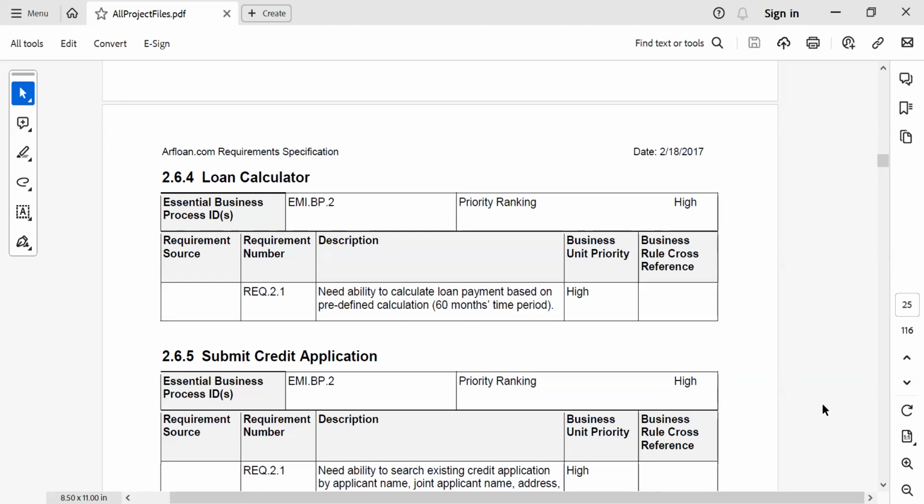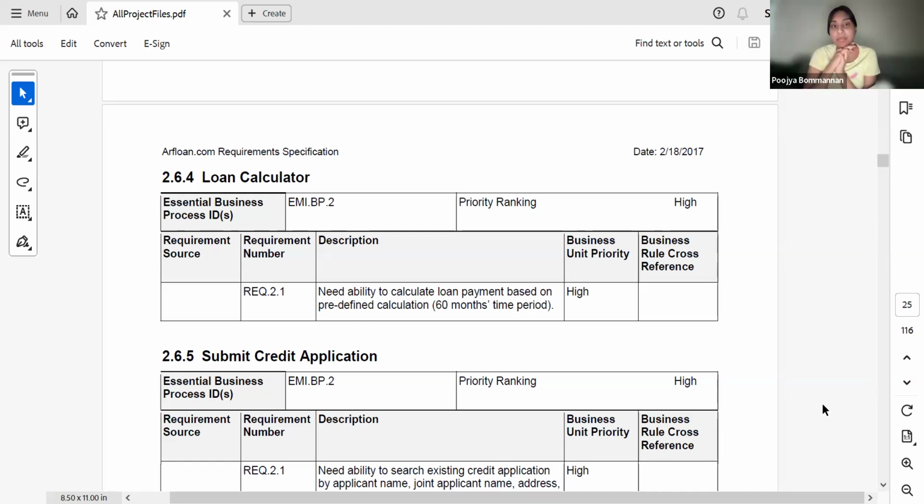I guess everybody's quiet. I feel it's not complete because we actually don't know how much was being approved for the finance or something like that. Need ability to calculate loan payment based on predefined calculation, 60 months. Yeah, I agree it's not complete. So what would you need in order to fulfill the 3C and T requirements? If it's not complete, what clarification would you need from the business or business analyst?